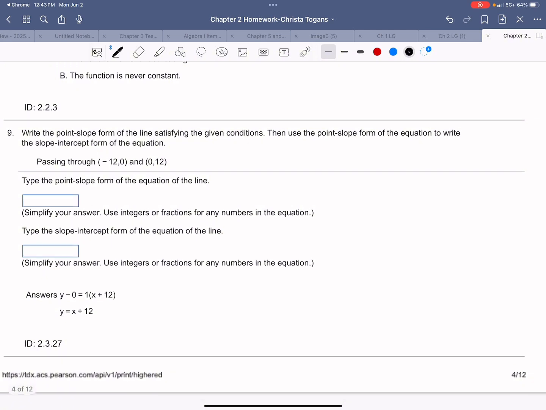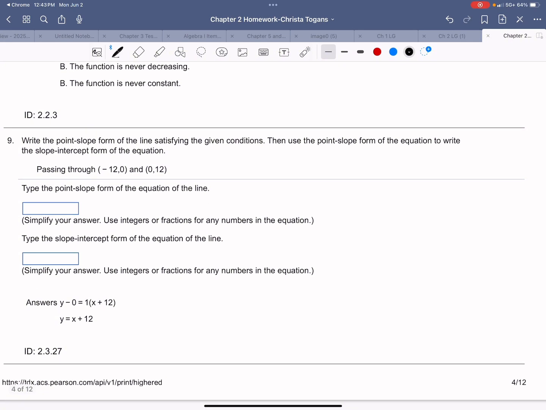Number 9, write the point slope with these values on a line. So you just need to find out the slope, which is 12 minus 0 over 0 minus -12, which is going to give you 12 divided by 12, which is 1. And then you just substitute one of the points in, and then you need to find the slope-intercept form. So point-slope form, and then slope-intercept form.